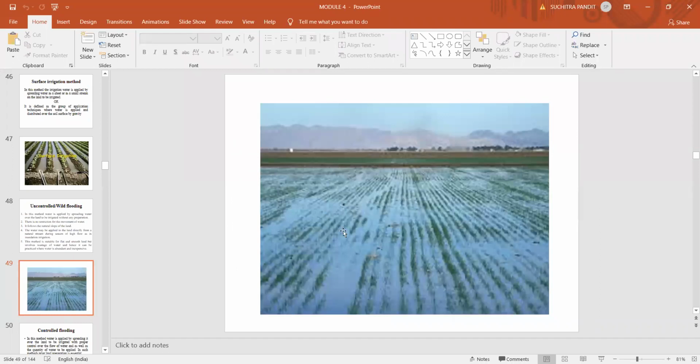Now you can see this figure. Water is supplied to the entire land such that the soil becomes saturated, so the excess water may be drained out at the tail end of the plot.